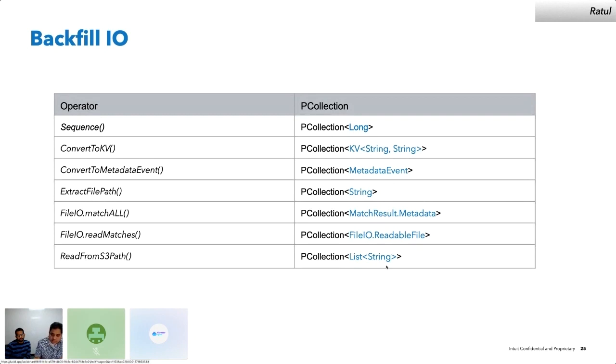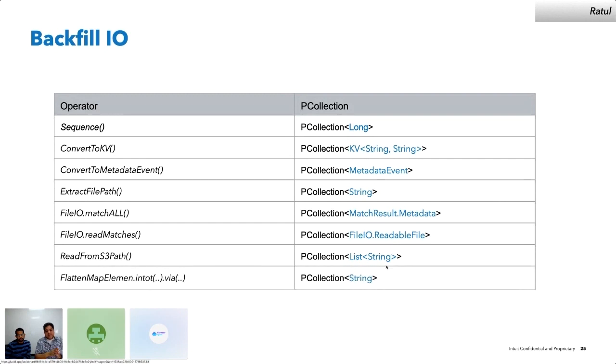Okay, so let me complete the next step. From list of string, we are flattening to PCollection of string. This is the sequence of operations which is happening. Now, the PCollection of string, like I said, PCollection of event, we are giving to the output port. Now, the user can convert it to a PCollection of schema. So, I will hand it over to Harish, who will walk you through the read from S3 part.